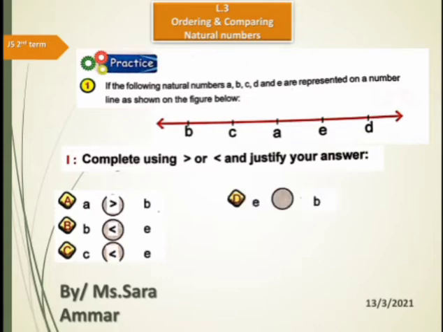E compared to B, which is bigger? Which one is to the right? E is to the right of B, so E is bigger. And A compared to D, which one is to the right? D is the one to the right, so D is bigger. And C compared to D, again D is to the right of C, so D is bigger.